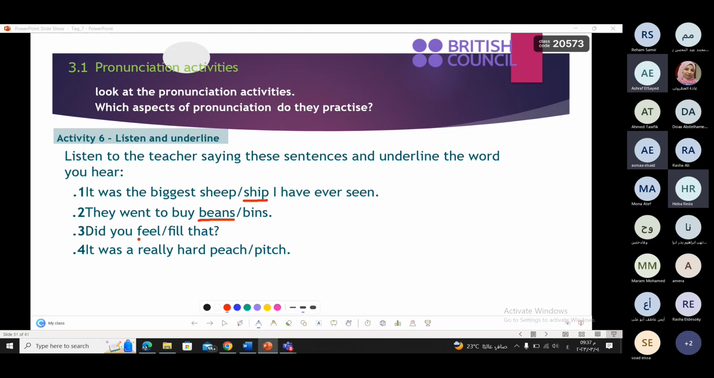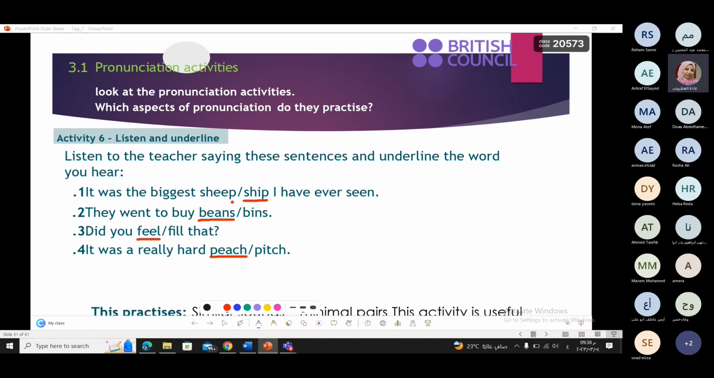Did you feel that? Feel. Okay. It was a really hard peach. It was a really hard peach. What do we mean by peach? Peach. Do you know beach? Oh, excellent. A really hard peach. So what does this activity teach the students? Vowels. Okay. Long and short vowels. Well done.